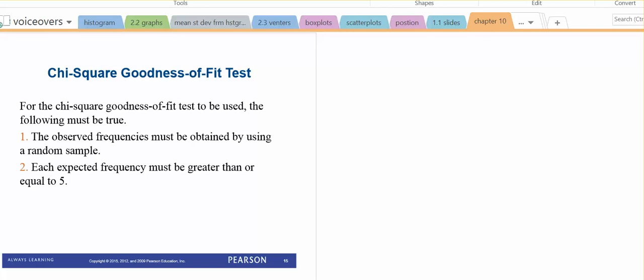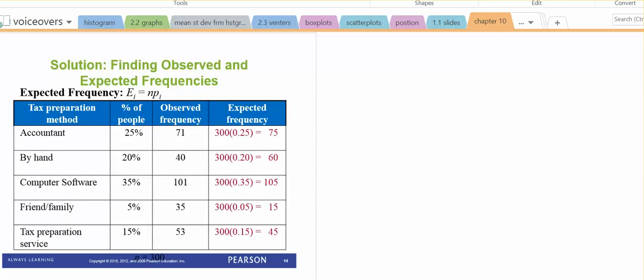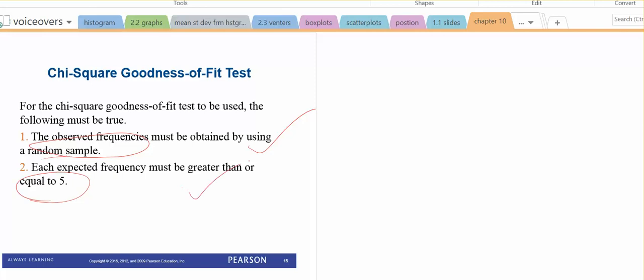The observed frequencies must be obtained by a random sample, which we have, and all of the expected frequencies must be greater than or equal to 5. So if we go back and look, the lowest was 15, so we meet this requirement also.